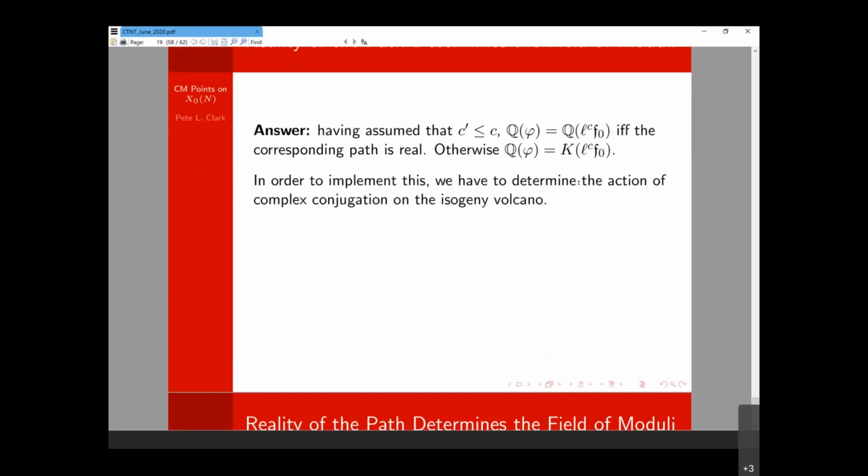Okay, so in order to implement this, you actually have to figure out what the action of complex conjugation is on the isogeny volcano. That sounds like fun. I did it. I knew I wouldn't have time to tell you about it, but I did do it. That's something to talk about. One thing is that when L is greater than 2, the way complex conjugation acts is different from the way that it is when L is equal to 2. It's actually a bit more complicated when L equals 2, and that complication kind of shows up in some prior work of Abby, Borden, and myself.